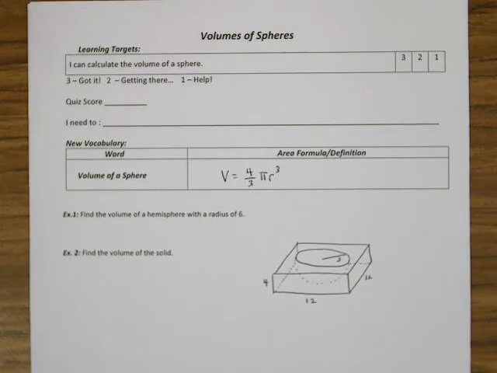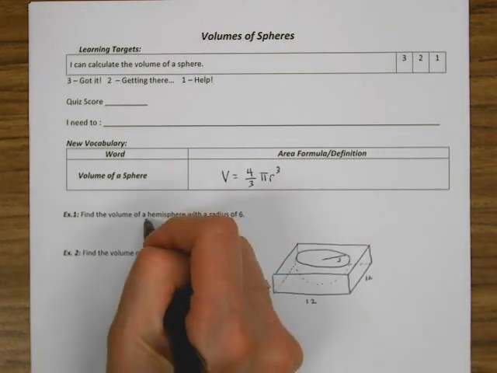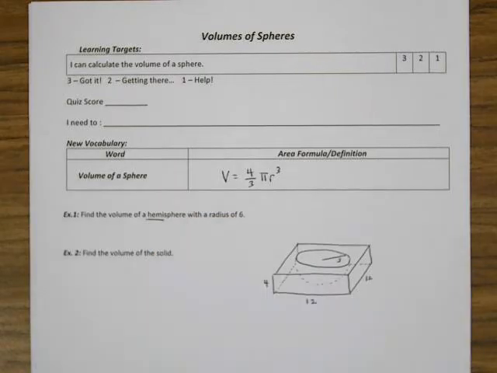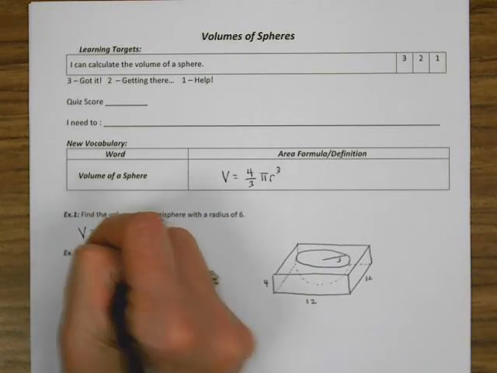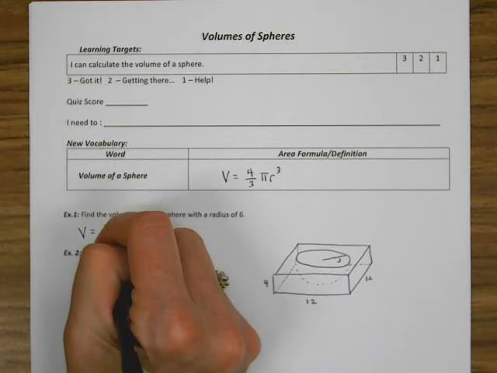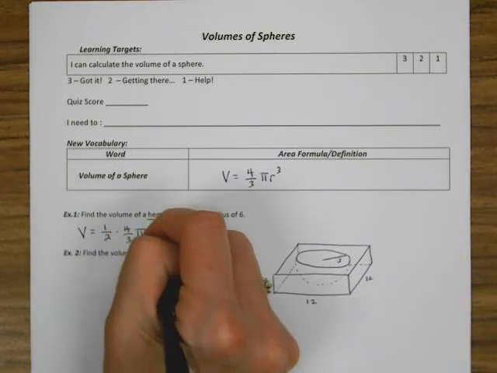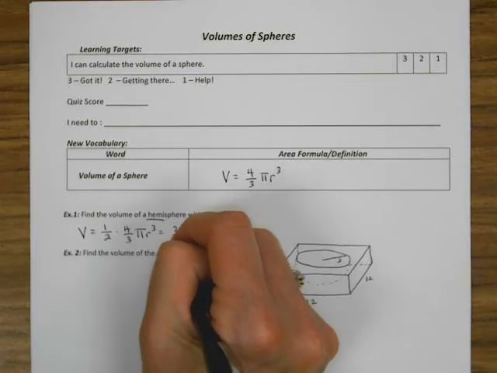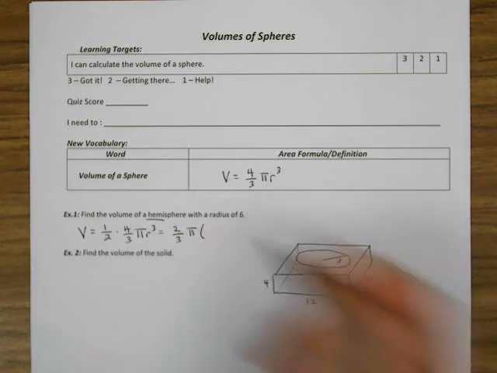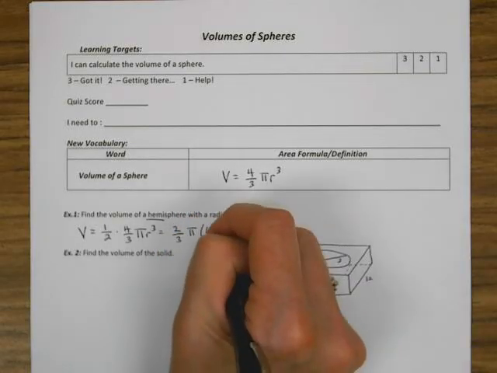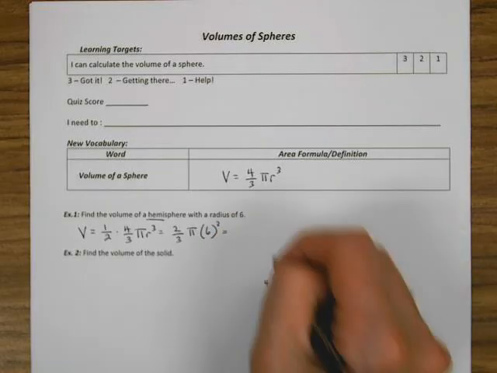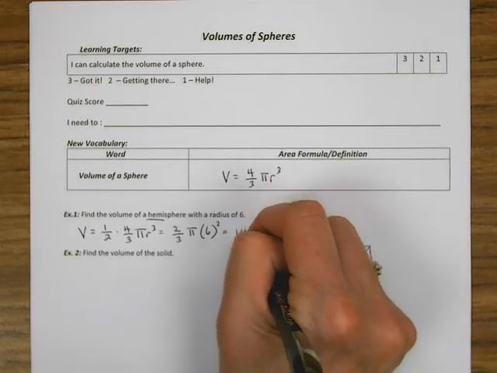So if you look at example 1, you'll notice that we have a hemisphere. That, of course, is half of a sphere. So my volume would be half of the 4/3 pi r cubed, which is 2/3 pi times my radius, which is 6 cubed. And if you simplify that, you should get 144 pi.